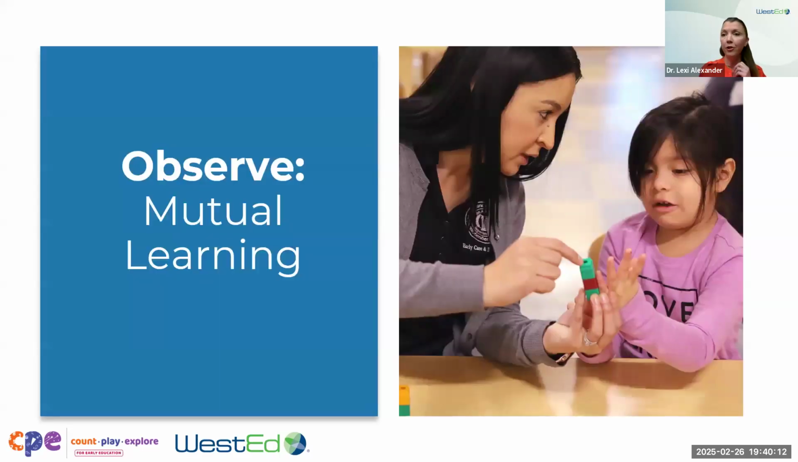So hopefully you all have your charts ready. We're going to observe a video clip. This is an example of an educator using mutual learning to support a child's understanding of relative size. As you observe the video, add notes to your chart on what the educator learned about the child, how the educator learned this information, and then how the educator used this information to support this child's math learning.